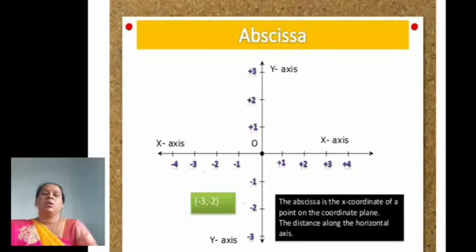Now some important concepts are there, abscissa and ordinate. First we discuss the abscissa. What is the abscissa? Abscissa is also called the x coordinate of the given point. Abscissa means distance of a given specific point from the y-axis. How far any specific point is from the y-axis, that value is called the abscissa, and the other name of abscissa is x coordinate.